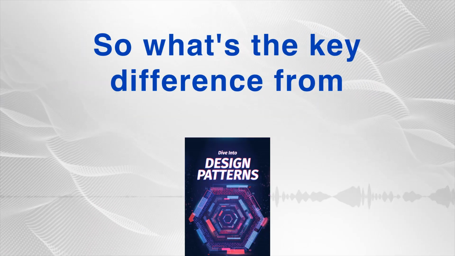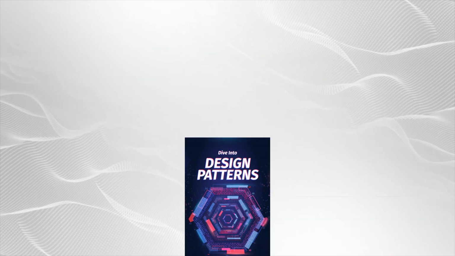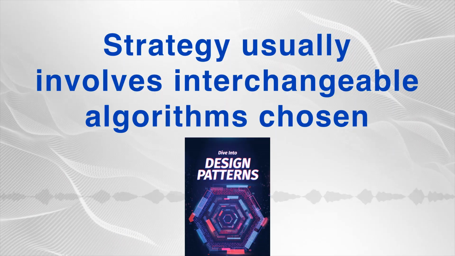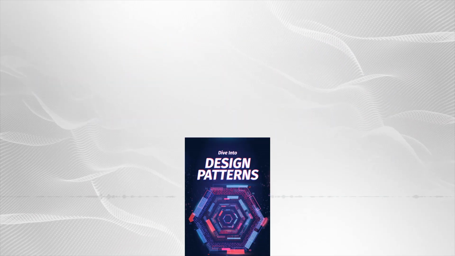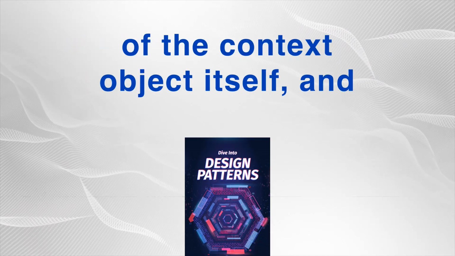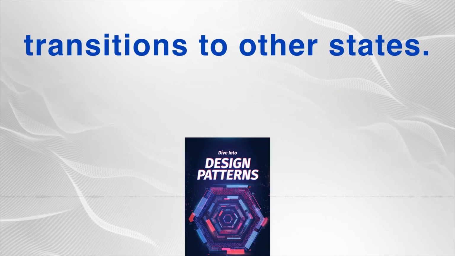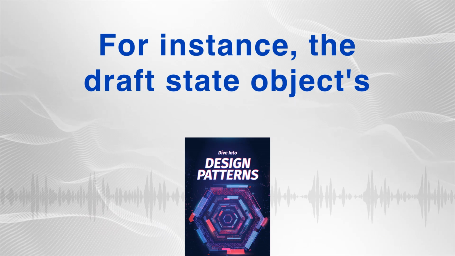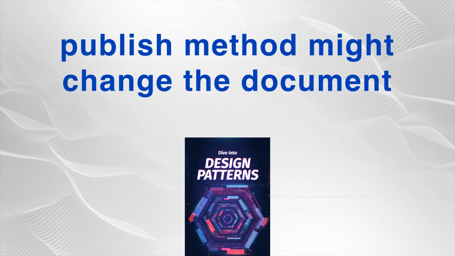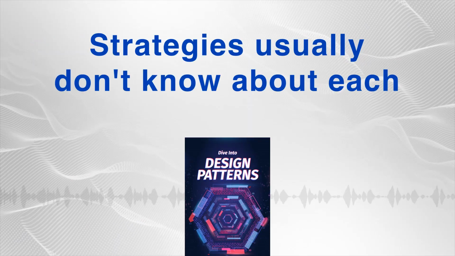So what's the key difference from strategy? The main difference is often intent and how transitions happen. Strategy usually involves interchangeable algorithms chosen by the client. State typically represents the internal condition of the context object itself, and the state objects themselves often handle transitions to other states. For instance, the draft state object's publish method might change the document state to moderation state. Strategies usually don't know about each other.